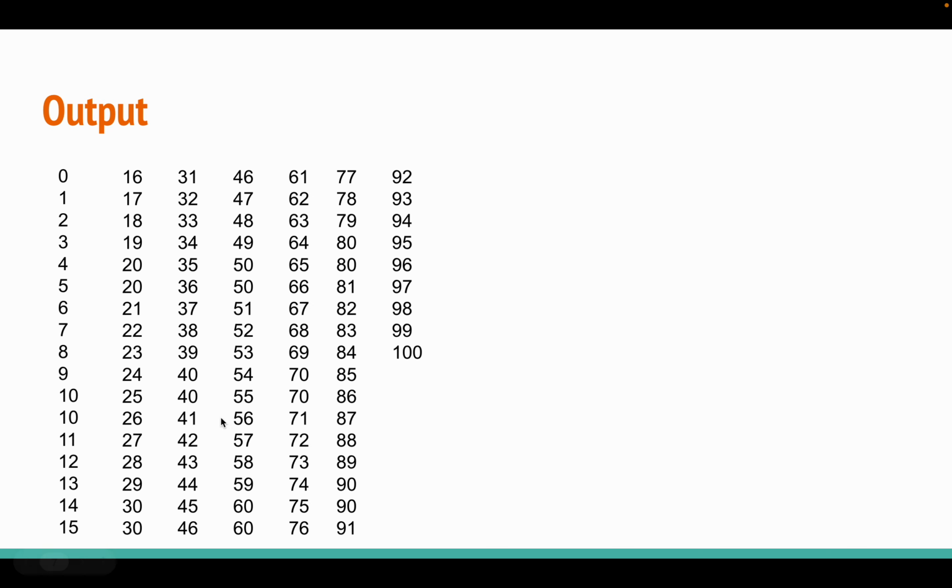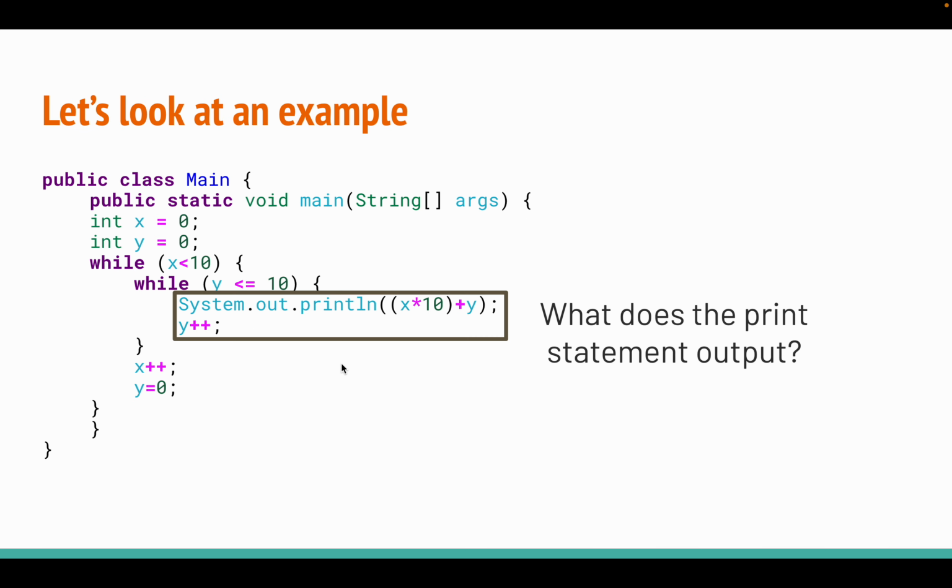Yeah, so if you look at the output, it's actually going to be from 0 to 100. So if we look back at the code, we can kind of piece through this. As we see over here, it's multiplying x by 10, and it's just adding y to it, where y can reach up to 10.